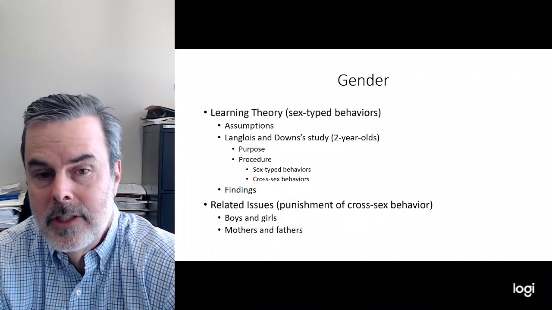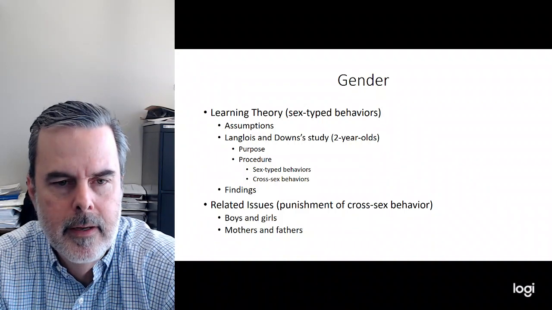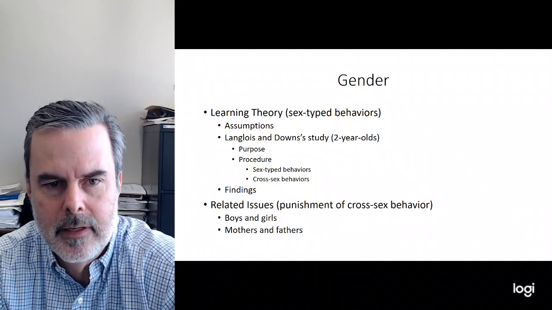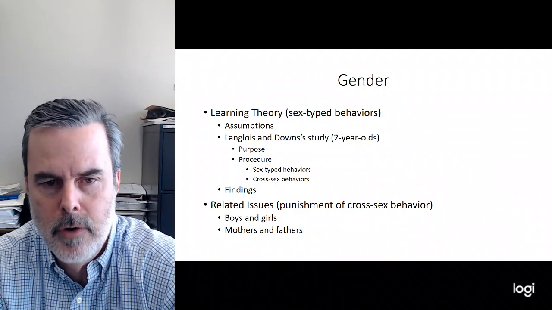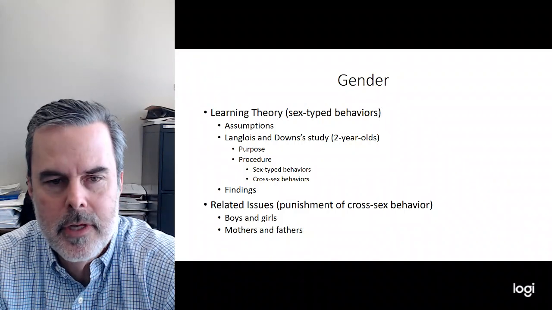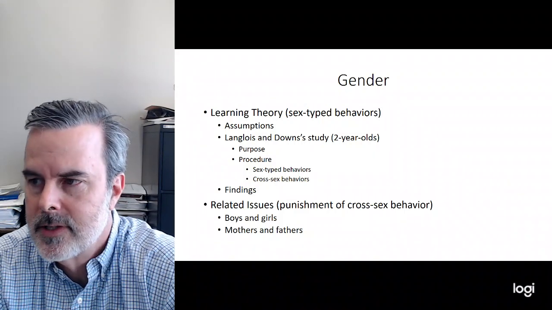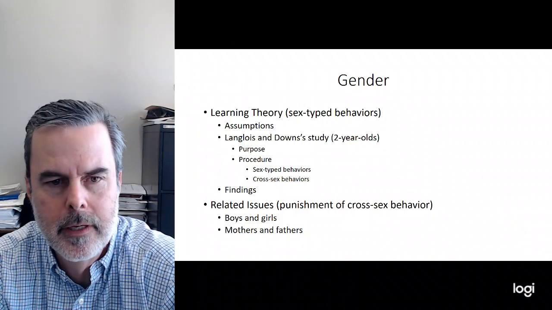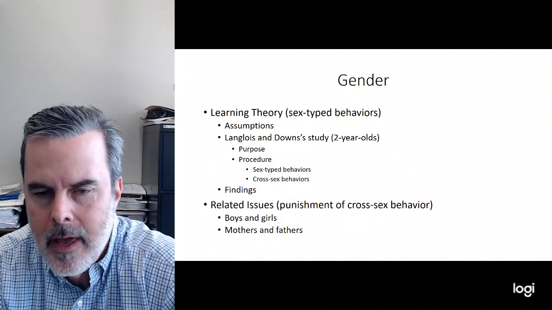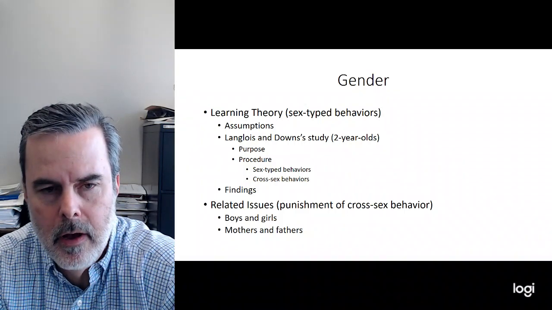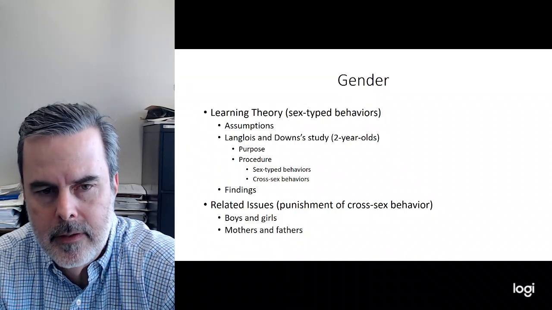And the key question, as always, is whether the assumptions of a theory, whether the predictions of a theory are in fact accurate. The only way you know for sure is to go out and do a study. And so with that in mind, I'd like to turn to a classic study by Langlois and Downs that involved 2-year-old kids. The purpose of the study was to examine the assumptions of learning theory.